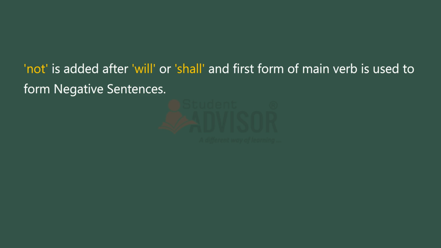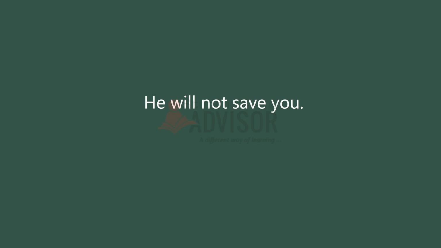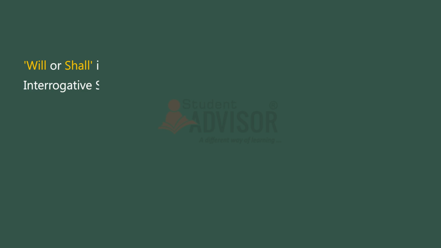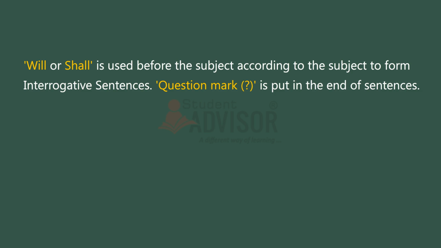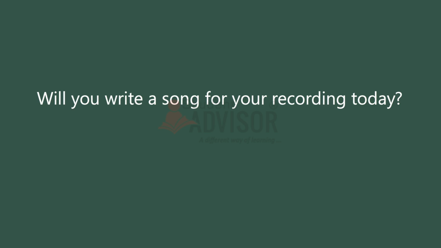Not is added after will or shall, and first form of verb is used to form negative sentences, like he will not save you. Will or shall is used before the subject according to the subject to form interrogative sentences. Question mark is put in the end of sentences, like will you write a song for your recording today?